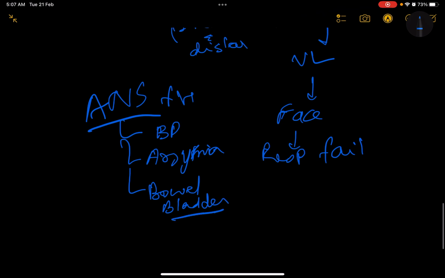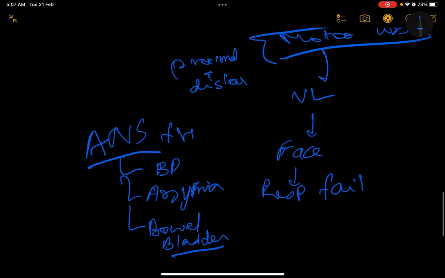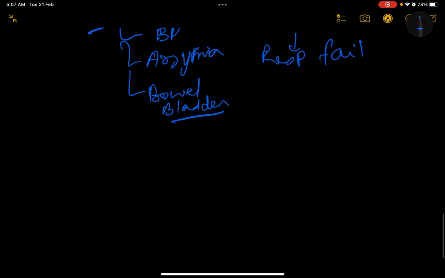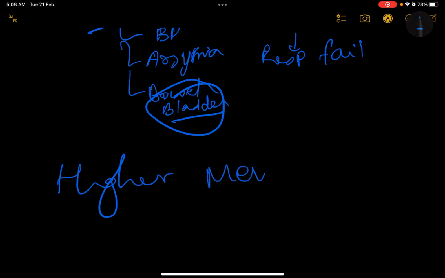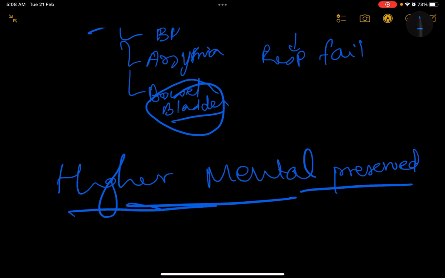Now in bladder, I wouldn't say a neurogenic bladder, but I could say urinary... I wouldn't say stress incontinence. I cannot even say overfilling. I can say overflow incontinence, definitely. So bowel and bladder symptoms can be seen. Higher mental function is preserved, so there is nothing like loss of memory or any of those issues.